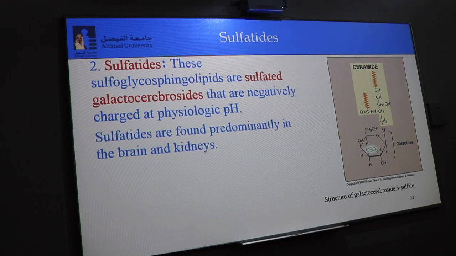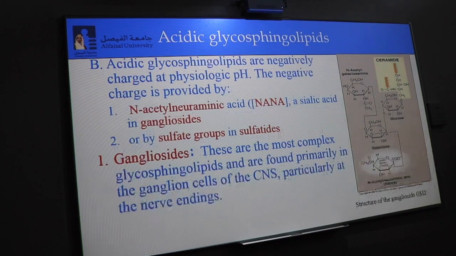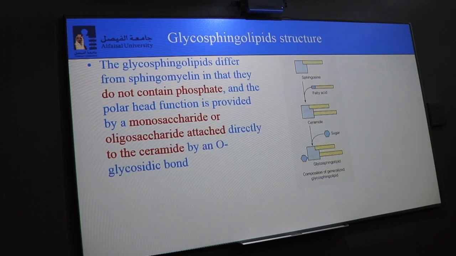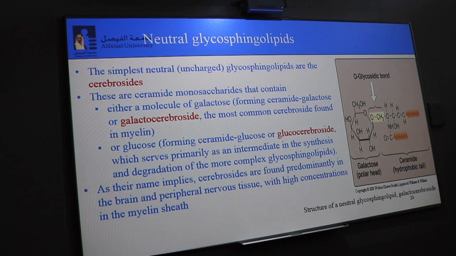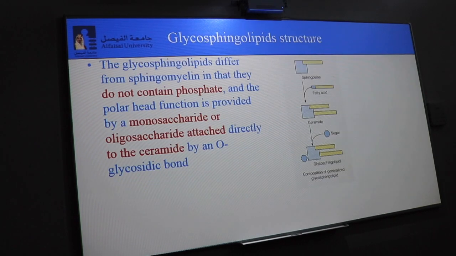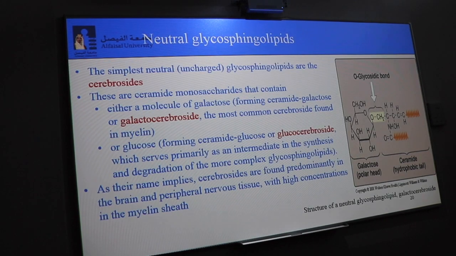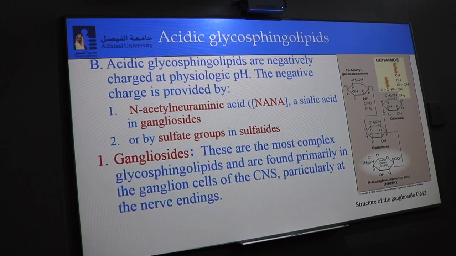So in glycosphingolipid, we have the neutral glycosphingolipid, which is the galactocerebroside or the glucocerebroside. So they are called cerebroside, composed of one monosaccharide and ceramide attached by an O-glycosidic bond. And the acidic types, we have two subtypes, the ganglioside and sulfatide.